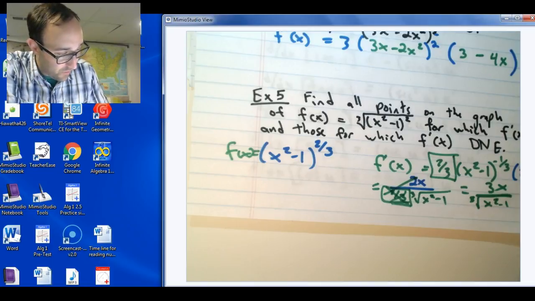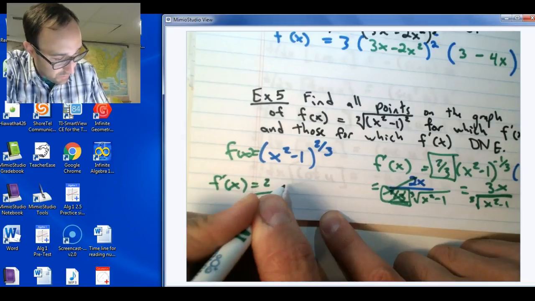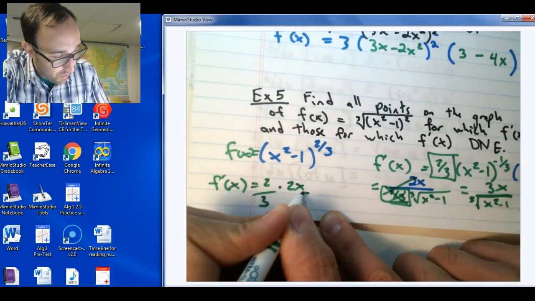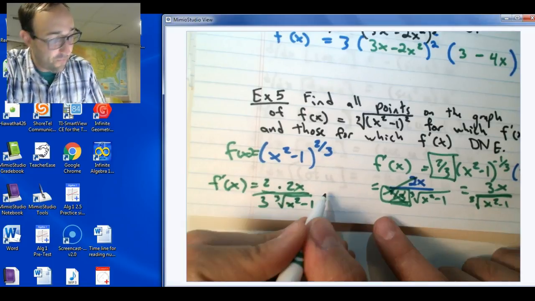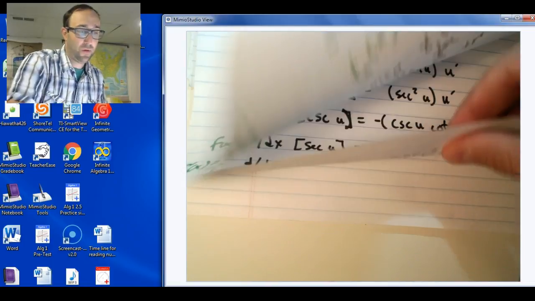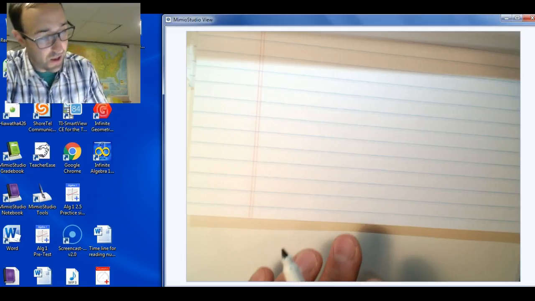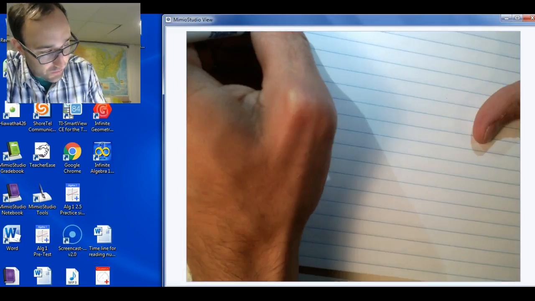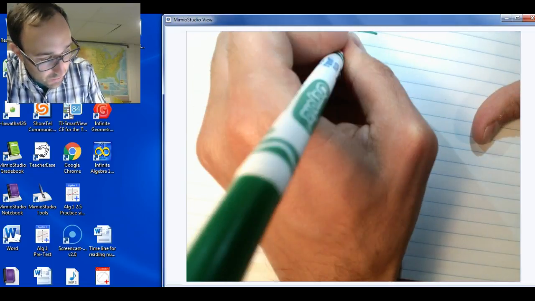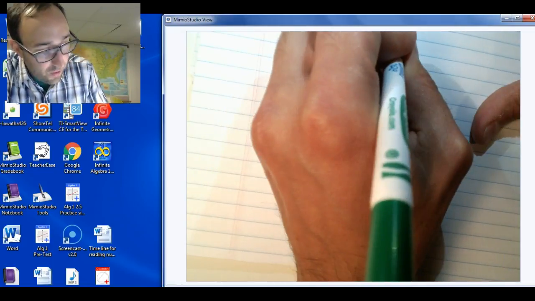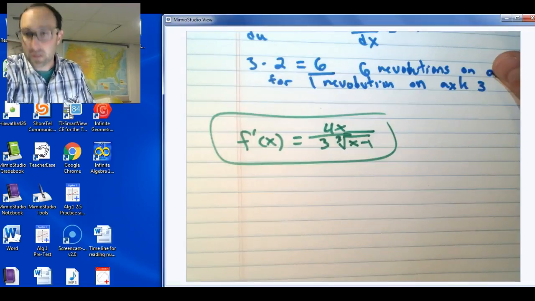F prime of x is going to equal 2/3 times the 2x on the top over the cube root of x squared minus 1. So it's really going to be 4x, and I'll just write it down here. That way we have nice amounts of room. We can just say that f prime of x is going to equal 4x over 3 times the cube root of x squared minus 1. There is our answer. Now you can see it.